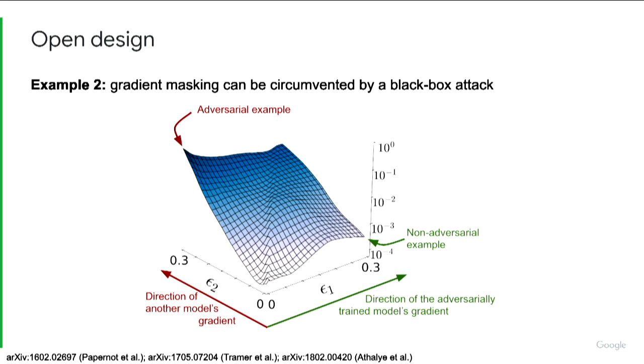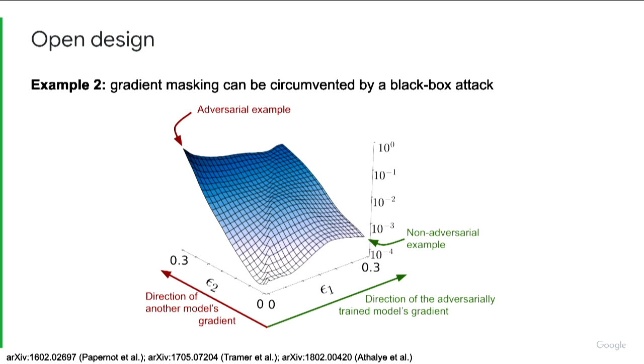What you see here is the loss of the model whose gradients were masked. Here, at the origin, is an unmodified test input. You can see it has very low loss; it's correctly classified by the model. If the adversary follows the gradients of the defended model whose gradients were masked and runs the attack on this model, you can see that the loss does not increase that much. So basically, the adversary is unable to find an adversarial example because the gradients were masked. So it appears like the defense is working.